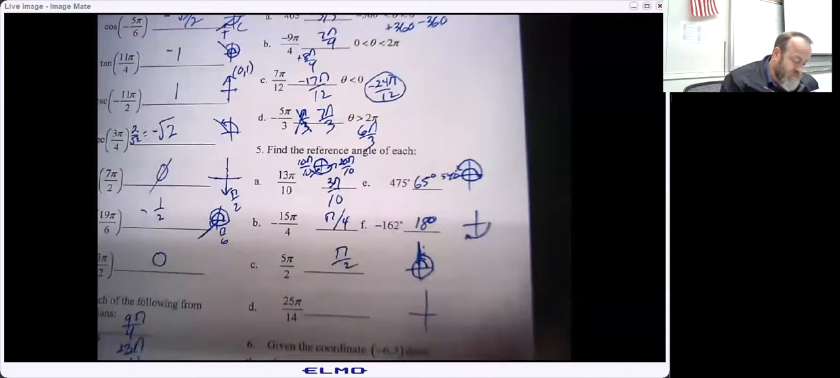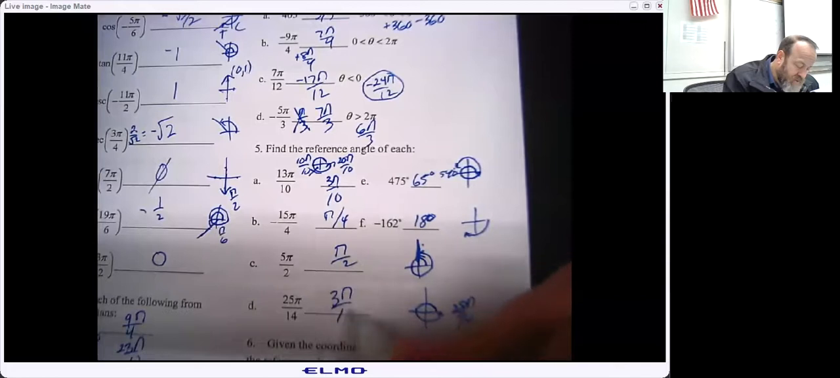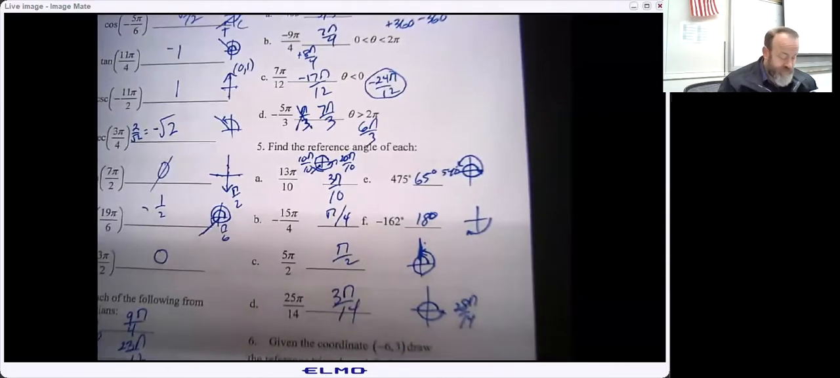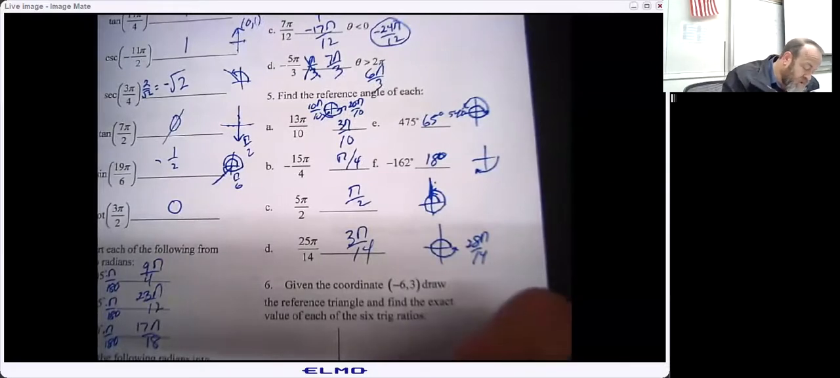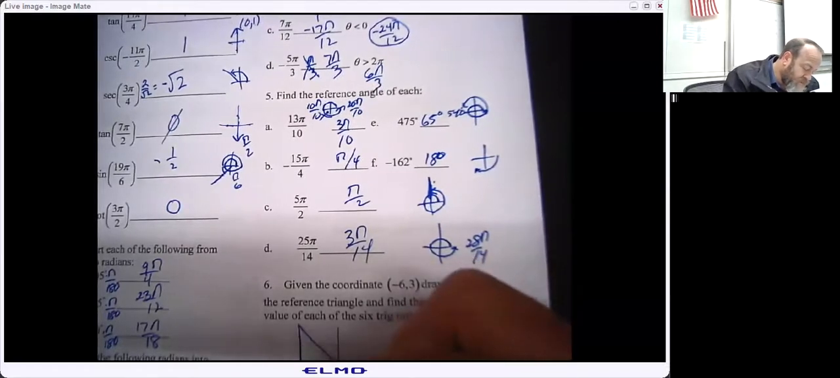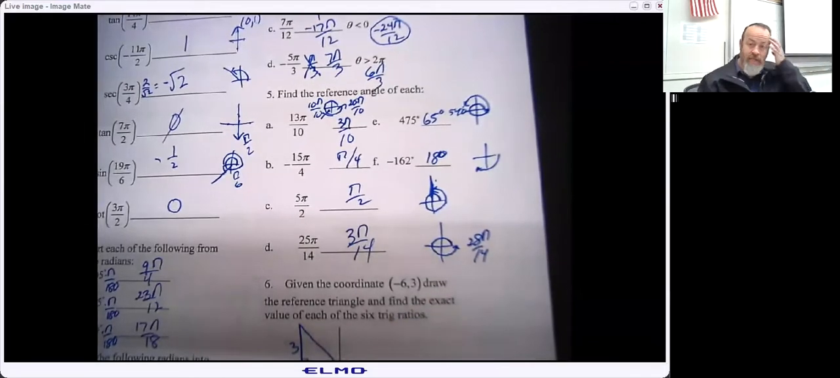And then the last one of those, we're going to count by 14. So 14 over 14 is really far away, but 28 pi over 14 is just a little bit too far. We missed by 3 of those. Okay, just about done. Last problem for this video. -6, +3. Remember, we always draw the triangle sitting on that axis.